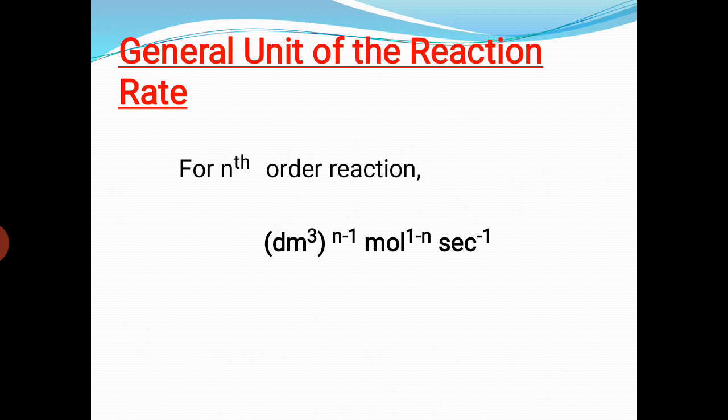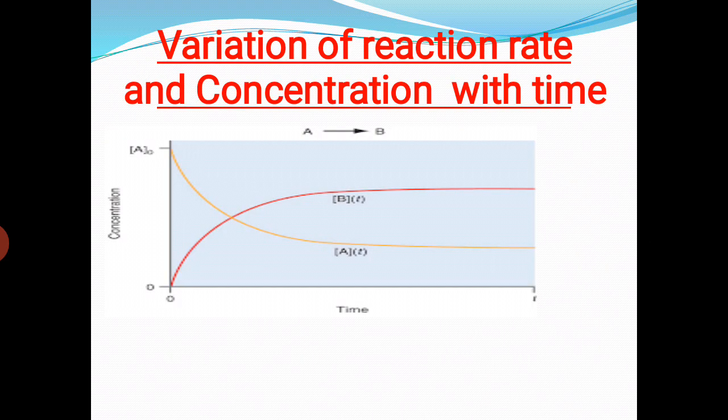General unit of reaction rate for nth order reaction is dm cube raised to power n minus 1 mole raised to power 1 minus n second inverse. Variation of reaction rate and concentration with time. Consider a general chemical reaction A gives B. When a graph is plotted between concentration versus time, it is observed that the concentration of reactant A decreases with time, while the concentration of the product increases with time.